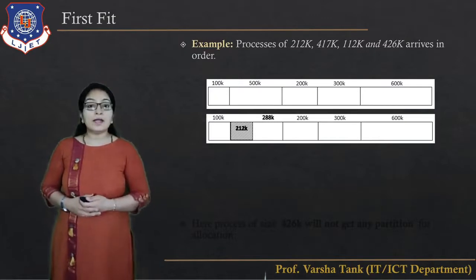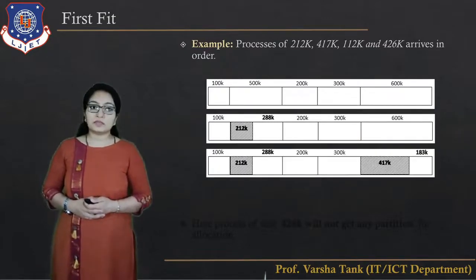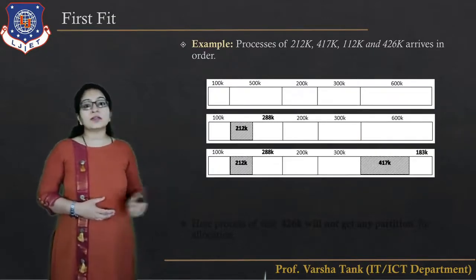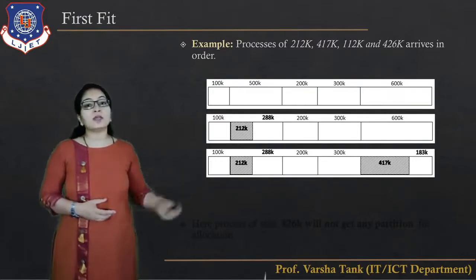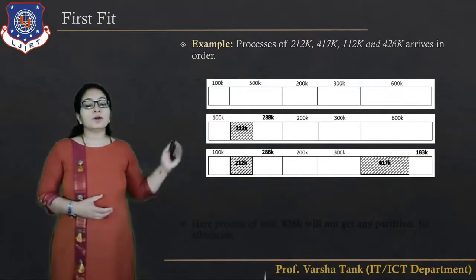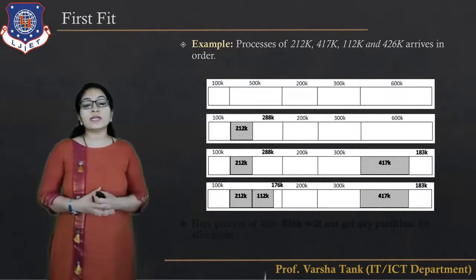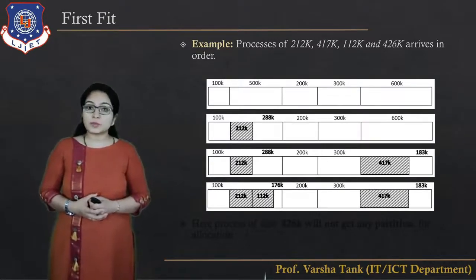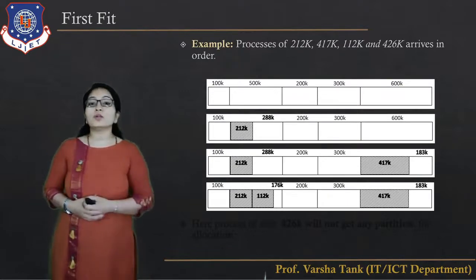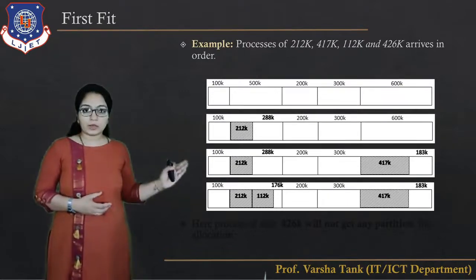Now the next process is 417K. That we can assign to the 600K partition, and there is another free partition. After that, 112K is there. So 112K will be assigned to this 288K because we have enough free space there. This is the first fit. Okay, remember.